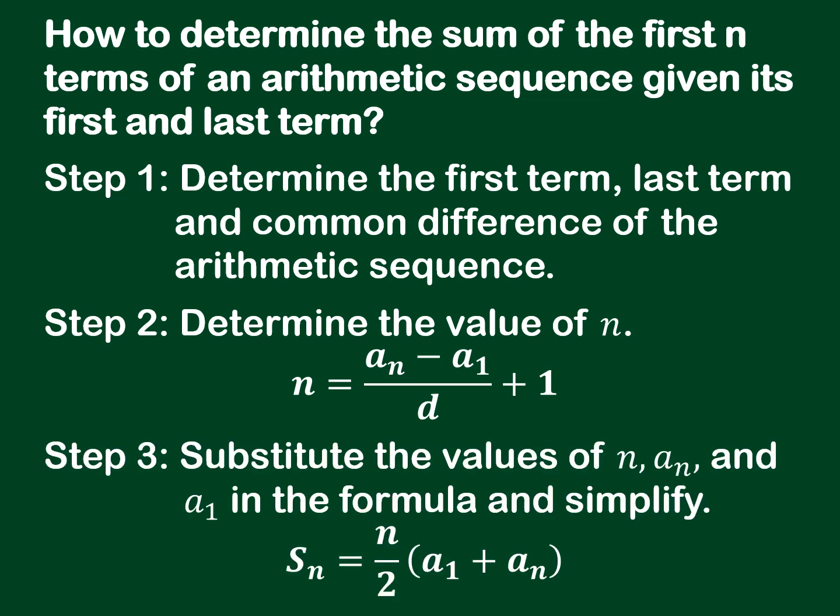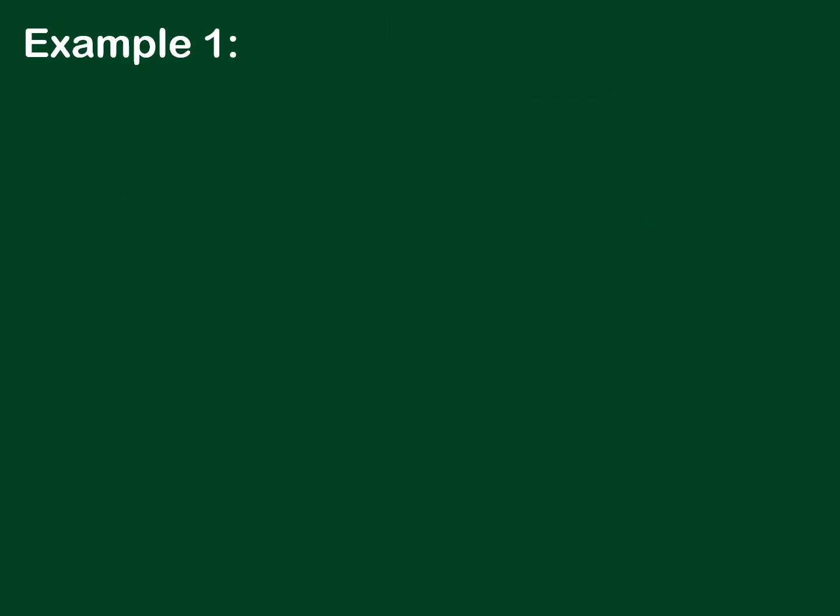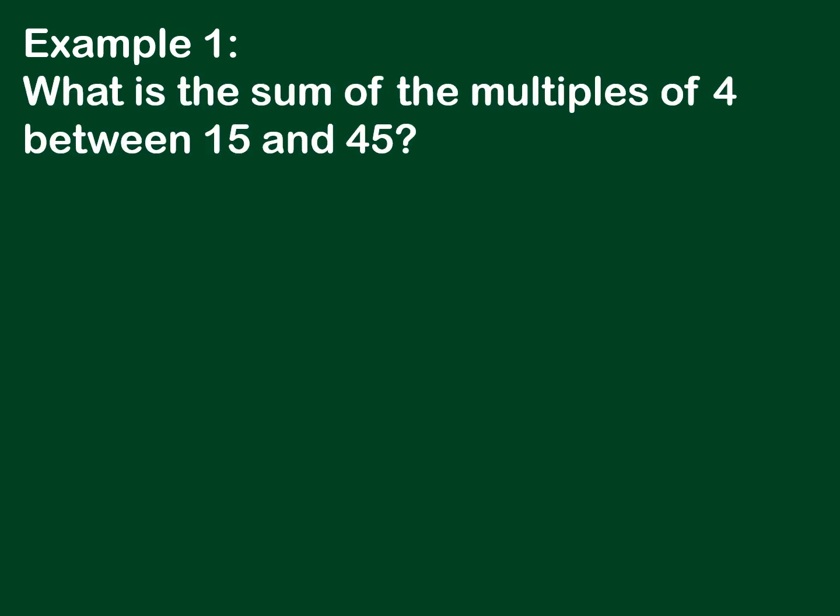And step 3, substitute the values of n, a sub n, and a sub 1 in the formula and simplify, wherein the formula we will use is s sub n is equal to n over 2 times the quantity of a sub 1 plus a sub n. Let's have example number 1. What is the sum of the multiples of 4 between 15 and 45?